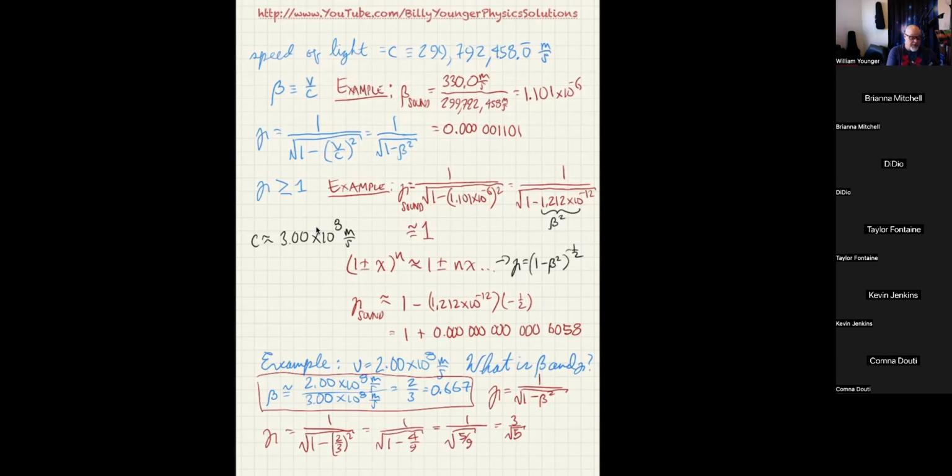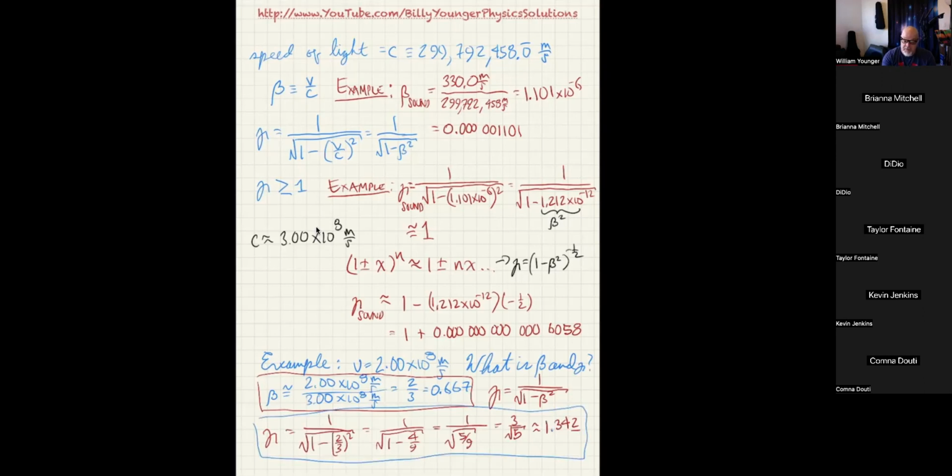I will compute it just for the heck of it. 3 divided by square root of 5 is approximately equal to 1.34. And I'll carry one extra sig fig just for the heck of it. So I'll say 1.342. So again, we do see that gamma is in fact 1 or larger. And you can see also that when I had something that was an appreciable fraction of the speed of light, I got an appreciable number for the gamma.